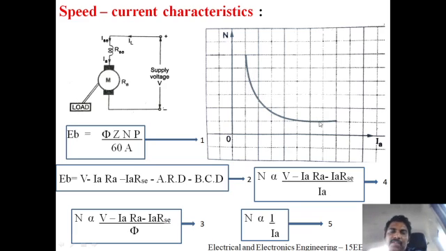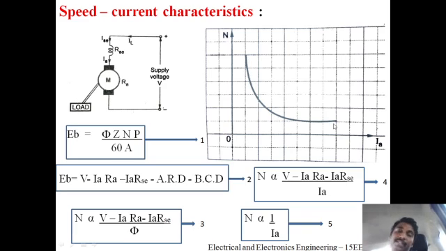So here we can call the DC series motor a variable speed motor, because a wide range of variation of speed we will get, and it adjusts the speed as the load changes, as the load varies. So because of that, we can say it is a variable speed motor.